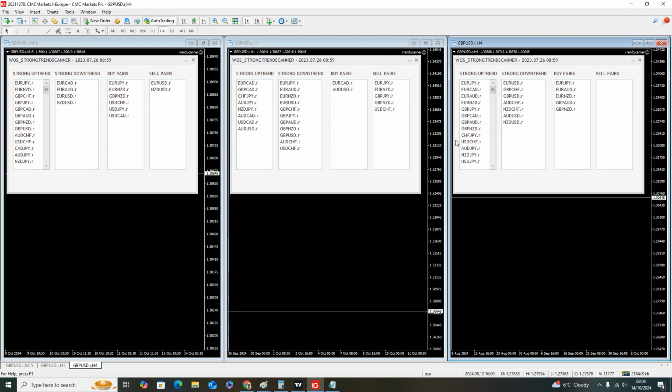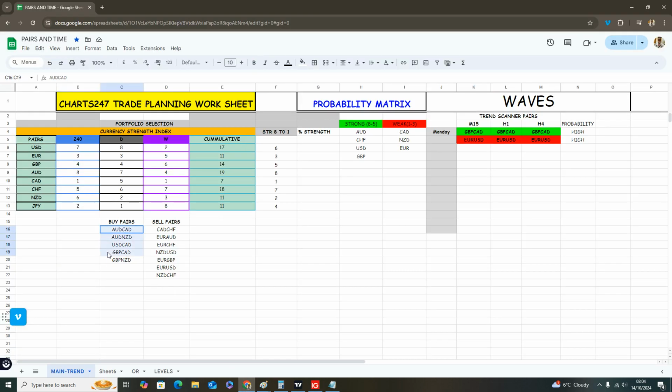Those are the 2 pairs that fall nicely with what we've just done based on the buy pairs. You can see the pound CAD is on the buy pair and the euro US dollar is on the sell pair of our portfolio selection. That is how we select high probability pairs.